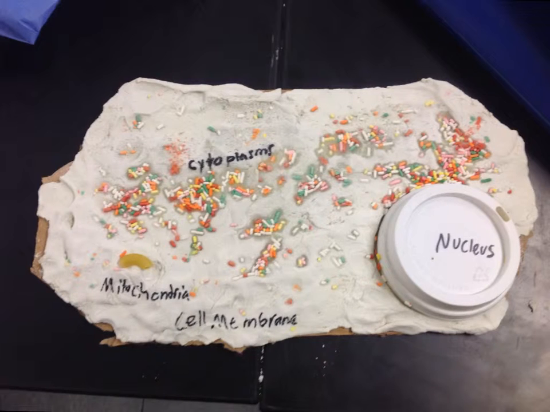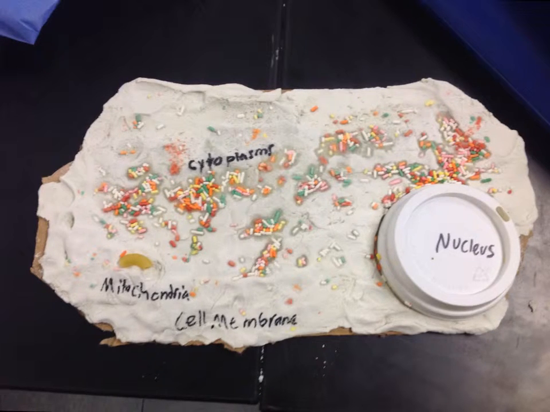Now, in an animal cell, there is no cell wall. So the cell membrane takes up the responsibilities of the cell wall. It lets the good things come in, and it keeps the bad things from coming out. And it also keeps all of the parts of the cell inside the cell.